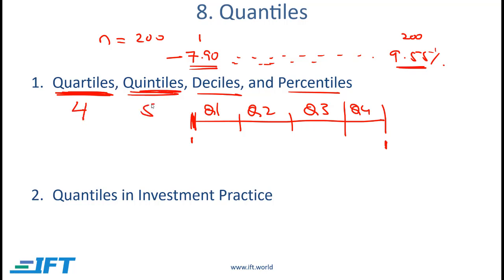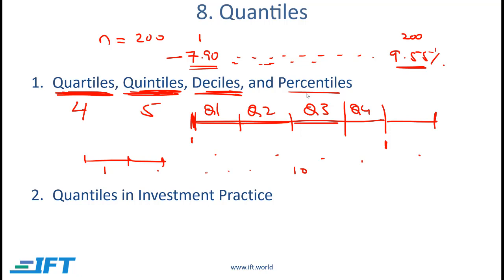Quintiles means dividing into 5 parts, and you can remember this based on the term quintet. A quintet is a group of 5 people. Therefore, quintiles means that we divide into 5 groups. So with a quintile, there is 1, 2, 3, 4, 5. Deciles comes from deci or decimal, which means 10. So if we divide our group into deciles, that means that we will have 10 groups, from 1 all the way to 10.